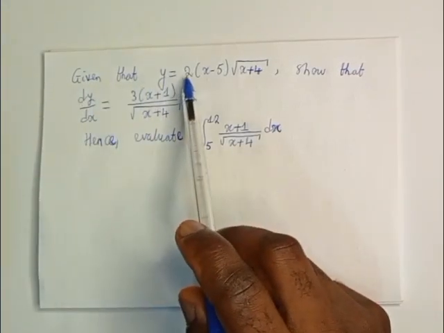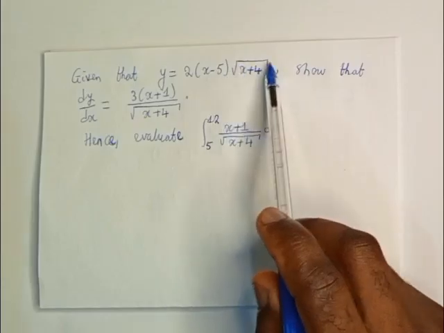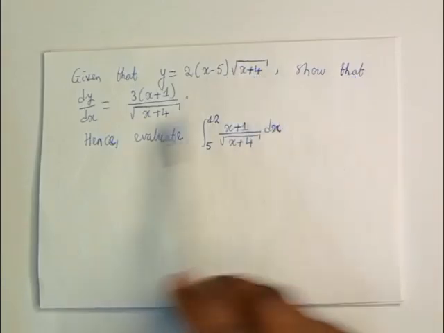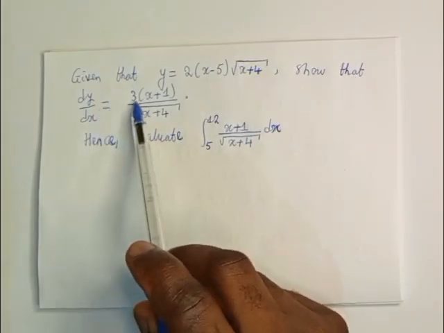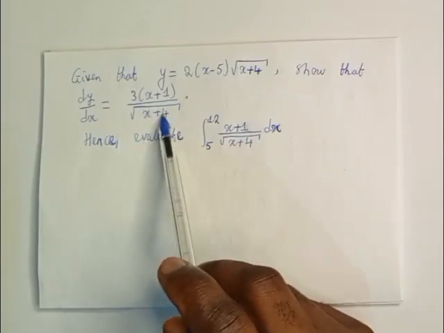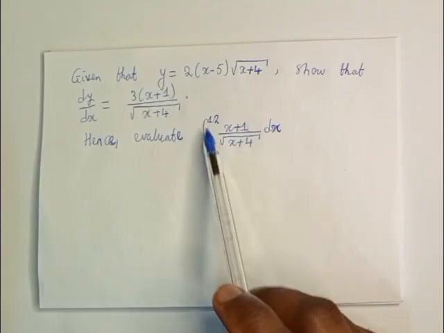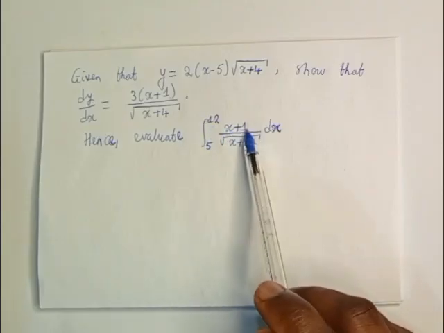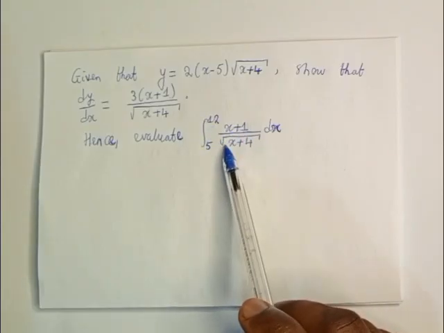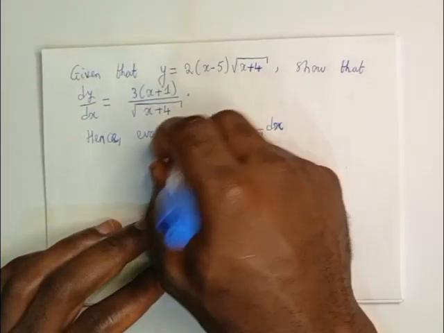Given that y equals 2 times x minus 5 times the square root of x plus 4, show that dy on dx is equal to 3 times x plus 1 all over the square root of x plus 4. Hence, evaluate the integral from 5 to 12 of x plus 1 all over the square root of x plus 4 dx. We take the solution.